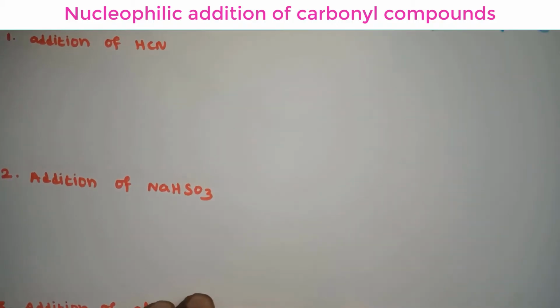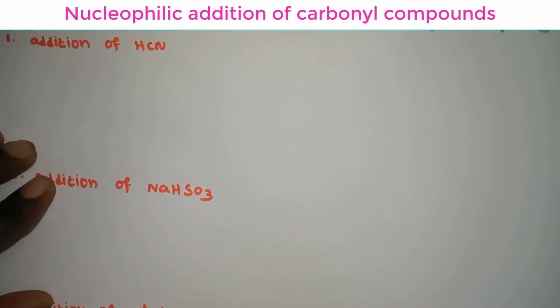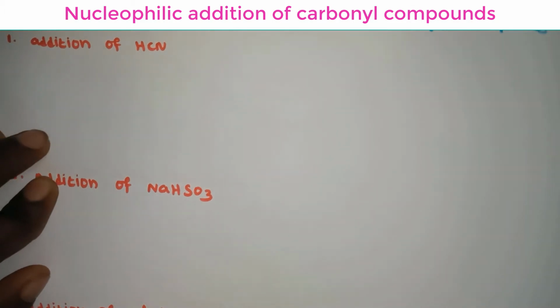Nucleophilic addition of carbonyl compounds. A nucleophile adds to a carbonyl compound to form a tetrahedral intermediate. This tetrahedral intermediate, on protonation, gives the nucleophile-added product. First one, addition of hydrogen cyanide, HCN. When an aldehyde or ketone adds to hydrogen cyanide, it forms a cyanohydrin.